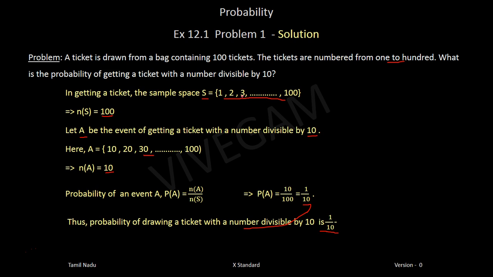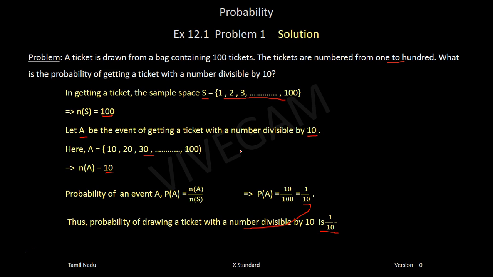Next, list out the sample space. The tickets are numbered from 1 to 100, so all these are possible: 1, 2, 3 up to 100. Next you define the event which is favorable for you. So let A be the event which is favorable to us. Whenever we pick up a ticket which is divisible by 10, that is favorable to us.